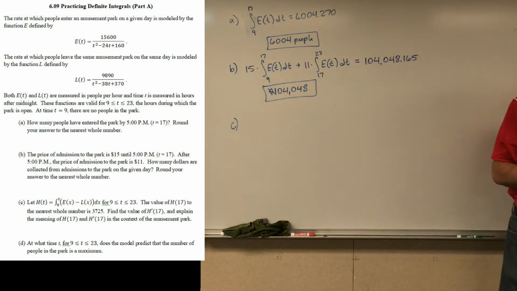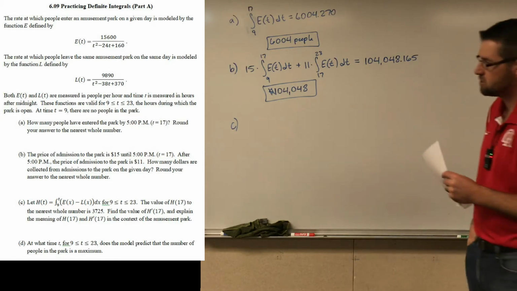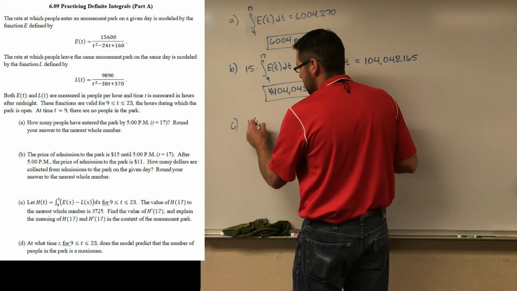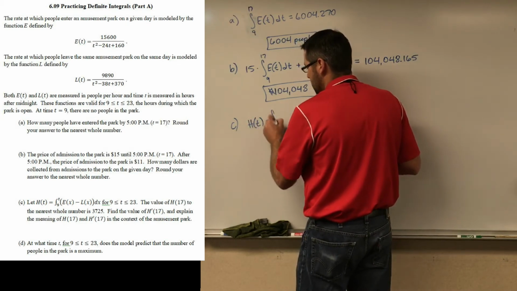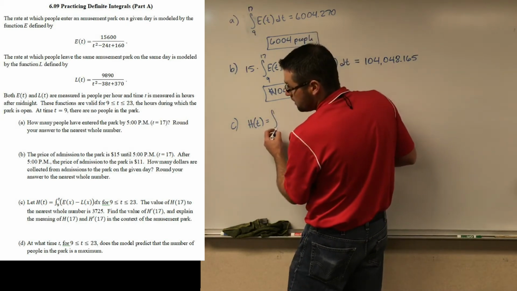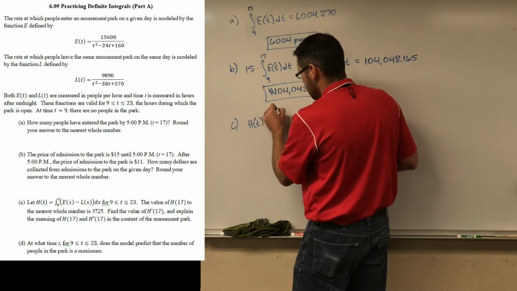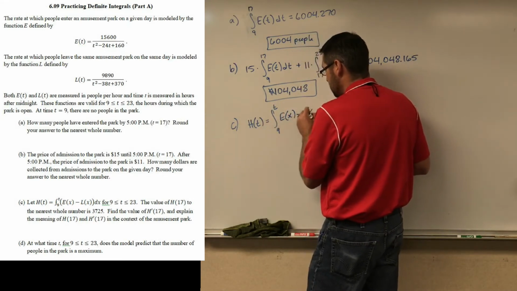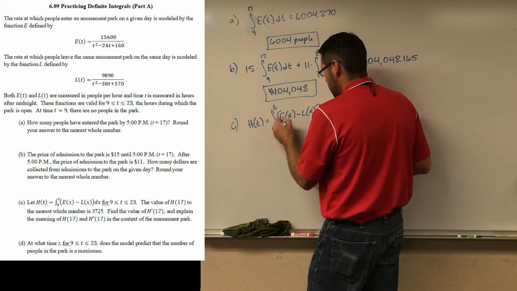Okay. Now they might have accepted another answer. We'll talk about that in a minute. Part C. This is an interesting one. Part C says that h of t is equal to the integral from 9 to t of e of x minus L of x dx.